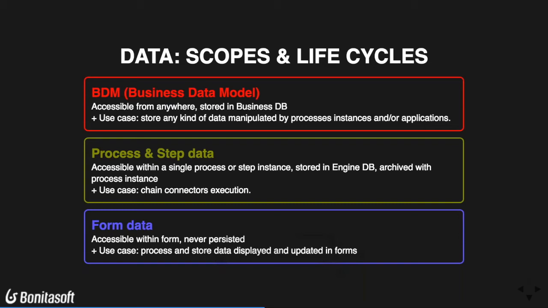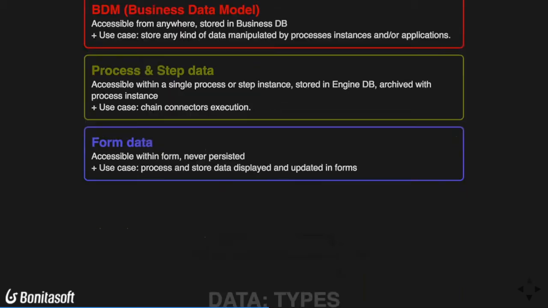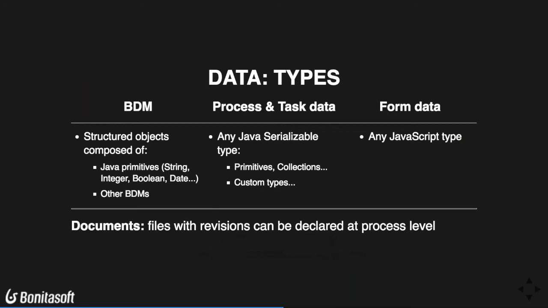So if you want to modify the display or tweak a little bit how information is displayed on the form, you might get information from the engine or from the BDM. You might want to process it at the client-side level before displaying it to the user. So let's take a little bit more detailed look at all those different types.